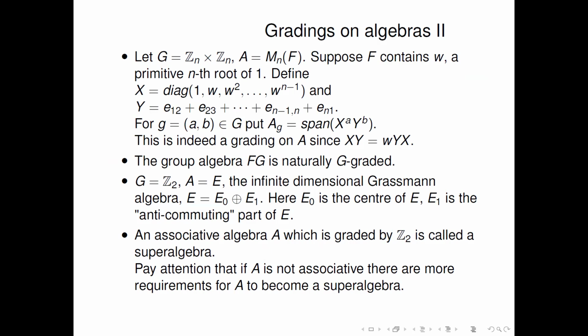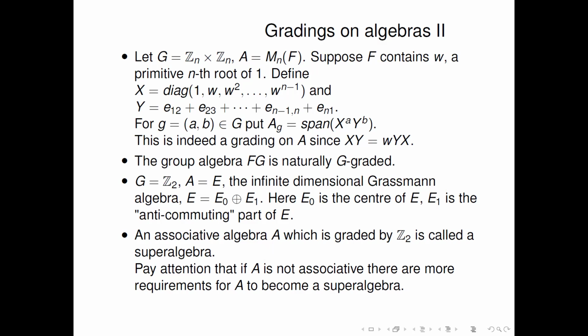Okay, it's easy to see that x to the n is the identity, y to the n is also the identity, and x and y satisfy this rule of commutation. If g is an element of G, (a, b), then you define A_g to be the one-dimensional span of x to the a, y to the b. Then this is indeed a grading because of this field.